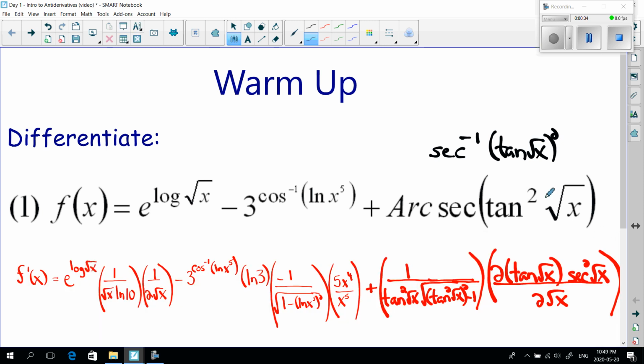And here's what the answer should be. Okay, you do not have to simplify your answer. Hopefully you got that. Now, on to today's lesson.